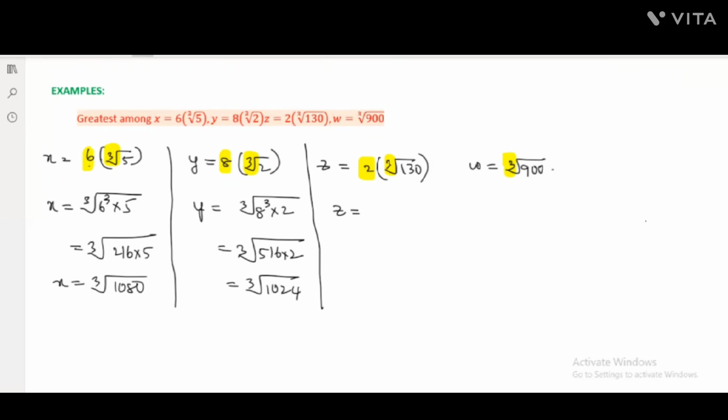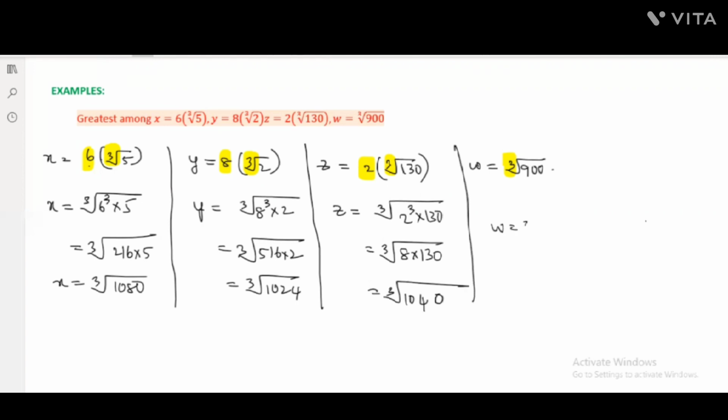So z is equal to cube root of 2 cube into 130. So that is cube root of 8 into 130, that means cube root of 1040. So W, no need to calculate, it is already given as cube root of 900.